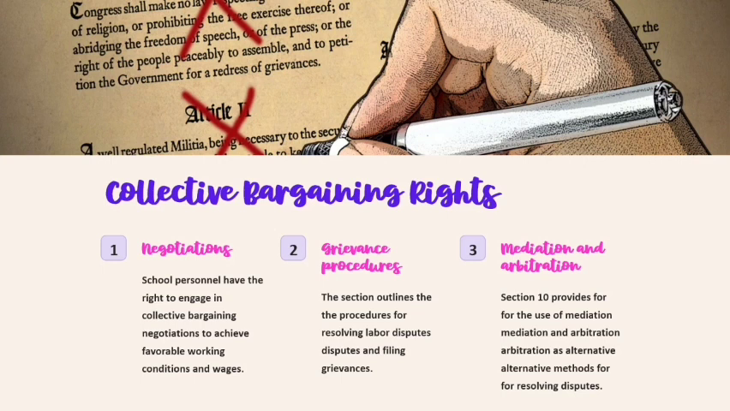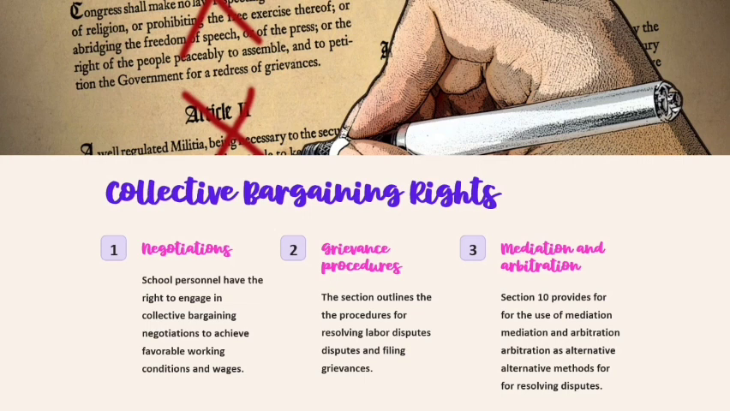So this is the example I mentioned earlier about school teachers, the scenario of negotiating teacher contracts in a school district. So there is what we call CBA, or collective bargaining. Next is number 2. The second one is grievance procedure.